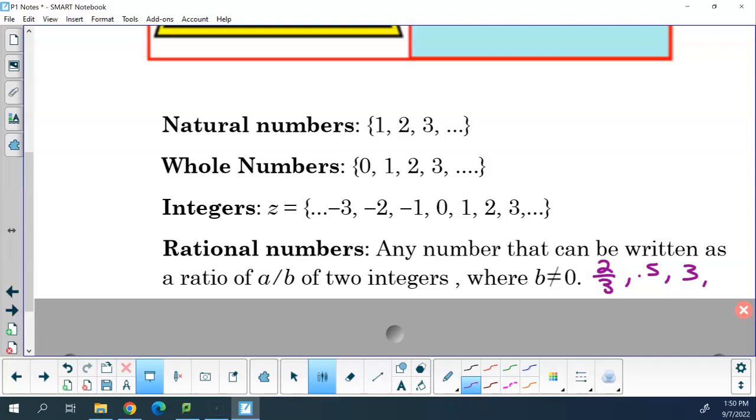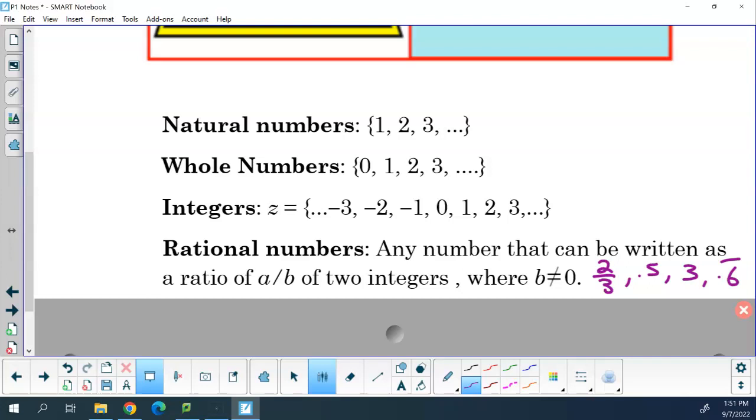What's another way to write 2/3? 0.6 repeating, right? We can get those decimals that go on forever also. So any decimal that goes on forever with a pattern, though. So decimals that terminate, decimals that go on with a pattern, whole numbers, fractions. Those are all rational numbers.